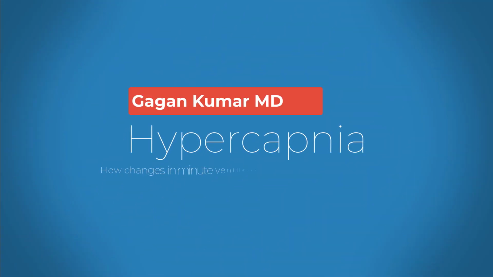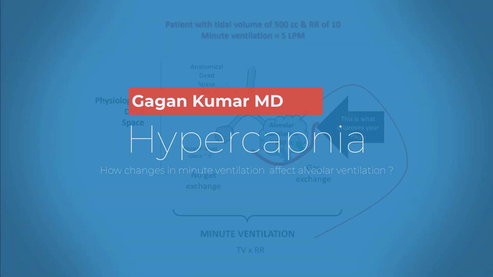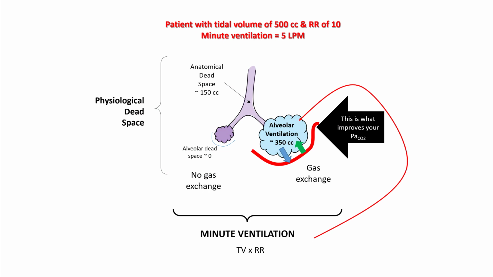Hello everyone. Today we'll be talking about how the minute ventilation changes your alveolar ventilation. If you've got a tidal volume of 500 cc's, around 150 cc's will remain in your anatomical dead space and the rest of it will go to alveolar ventilation. In a normal person, you do not have alveolar dead space, so around 350 cc's will participate in your gas exchange. And understand that this alveolar ventilation is what is required to improve your carbon dioxide levels in the blood.